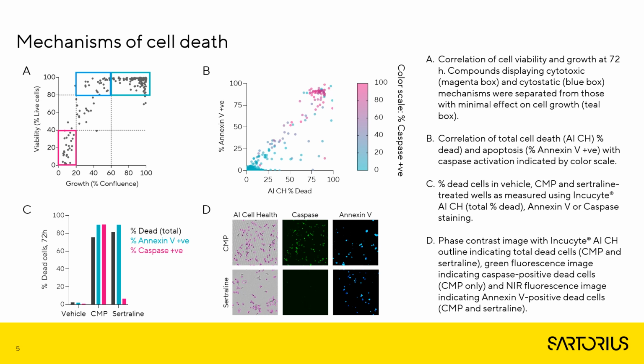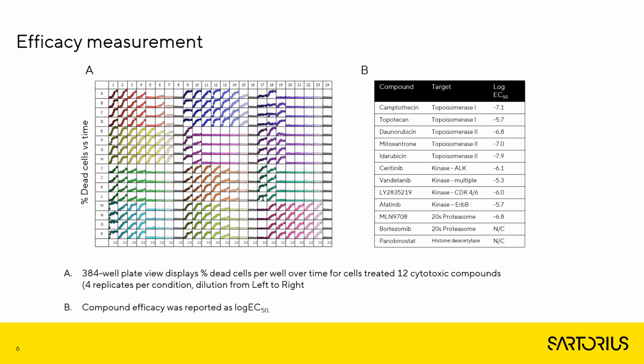And we've got some examples shown at the bottom here. For example, we can look at the different mechanisms between camptothecin and sertraline, with some example images from the AI cell health analysis shown for these compounds as well. The top 12 cytotoxic hits were identified, and these included inhibitors of topoisomerases, kinases, and 20S proteasome.